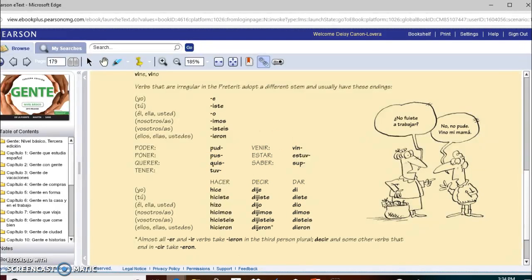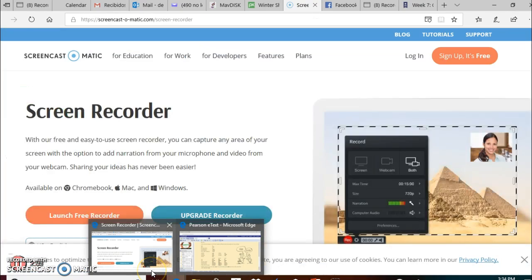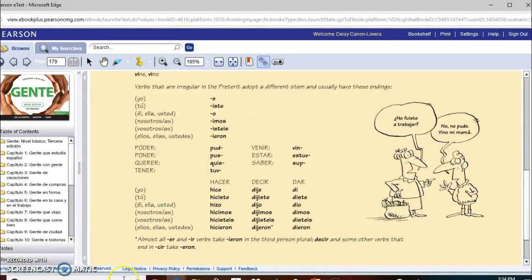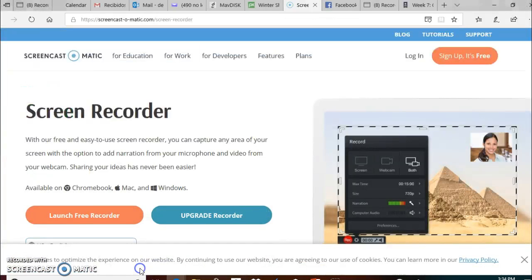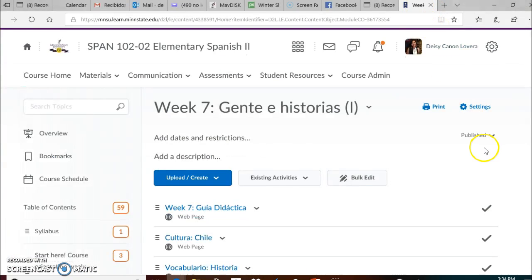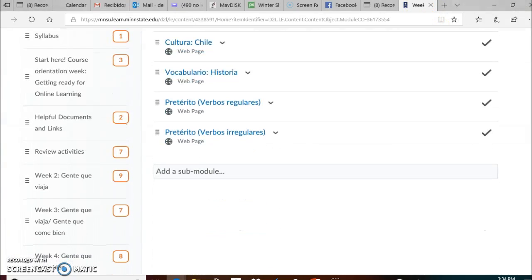So you will have different activities in My Spanish Lab in order to practice these irregular verbs in the preterite tense. So you have to memorize and keep practicing by doing different activities where you have to use the preterite with irregular verbs, and you will start to conjugate these verbs in the correct way.